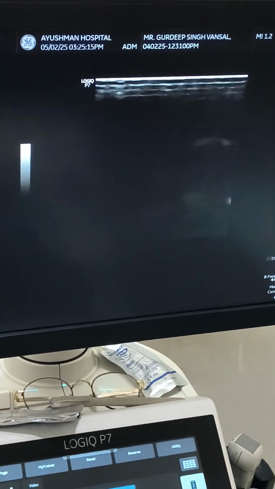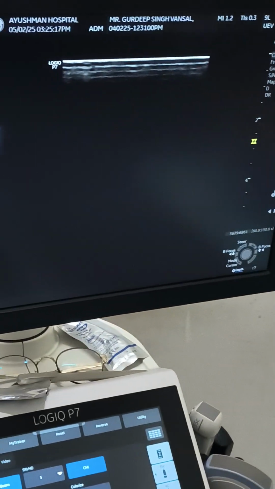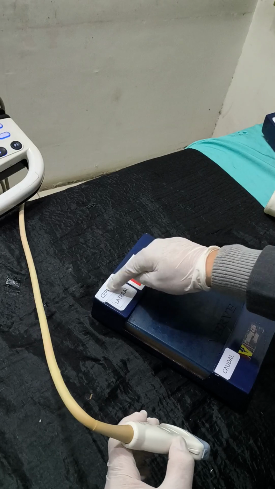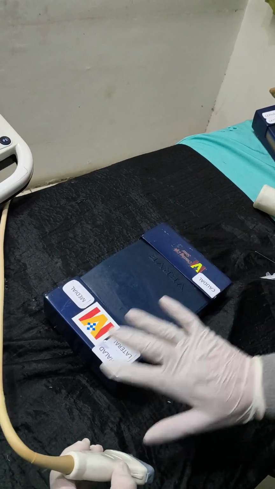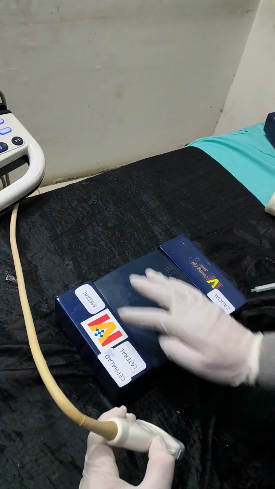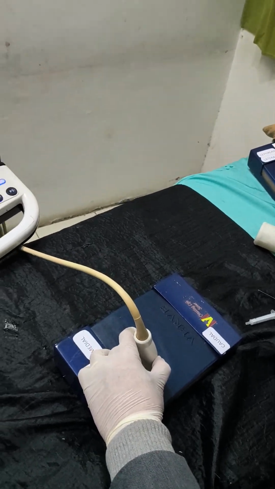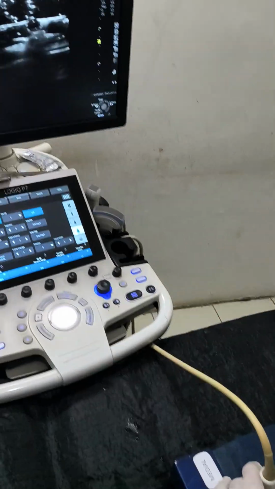Okay, so one more trainer we have given. This is again for needling. So again cephalad, and the patient is lying this way, cephalad, lateral, medial. Again we will put the marker for the probe where you have to put the probe. So this is the vessel.